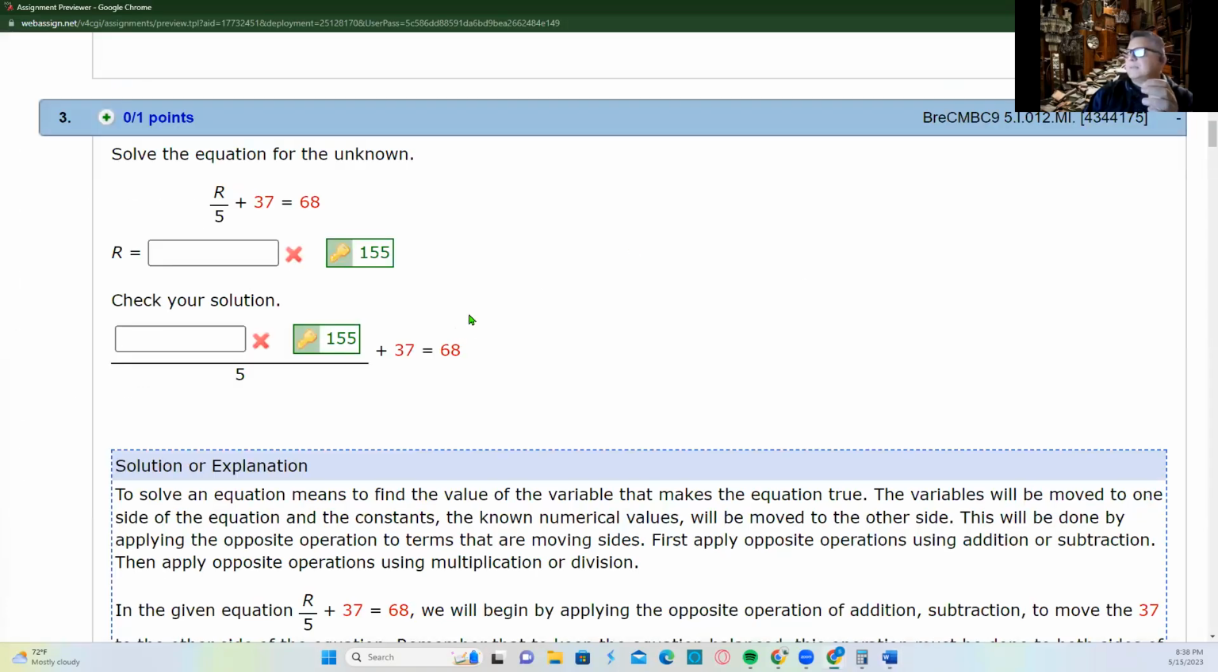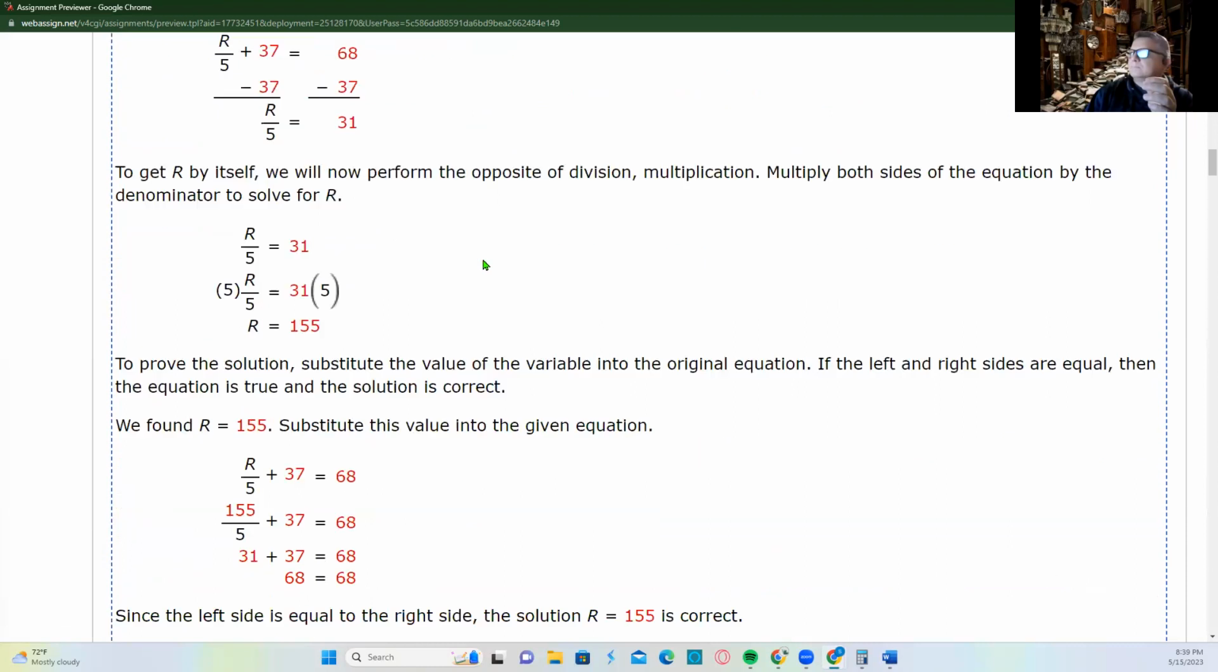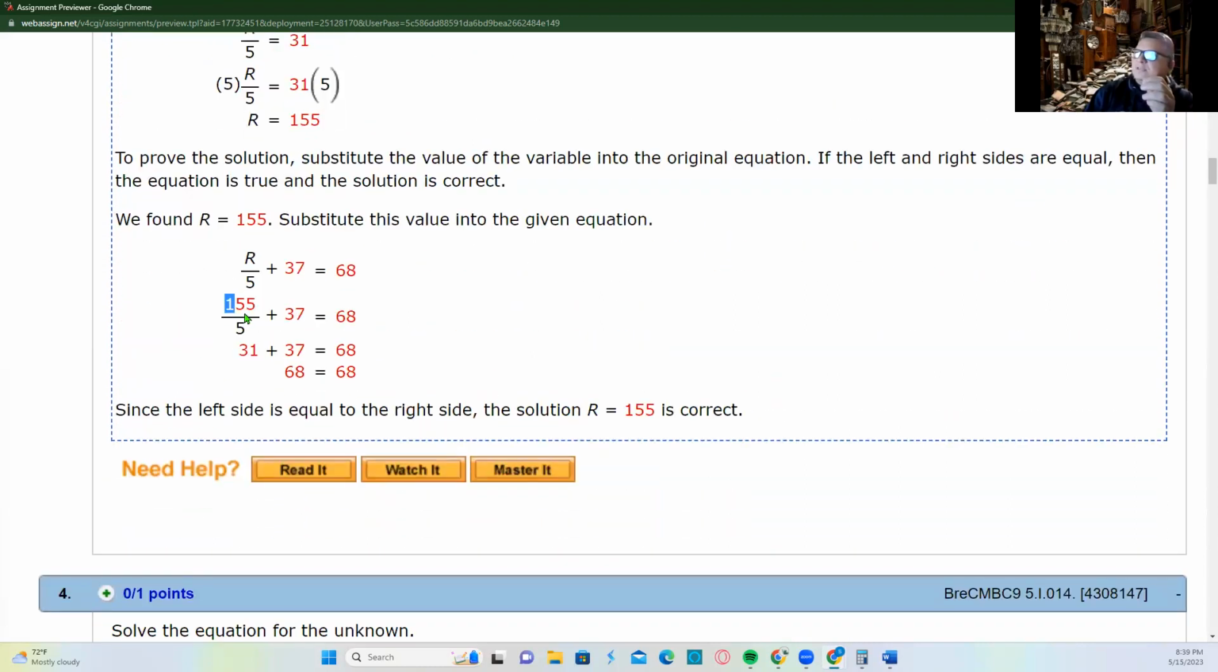The reason I'm bringing this up is when you go to replace that R with 155, you're going to do this division right here first. You're going to take 155 divided by 5, which is 31, then add it to the 37. You must do it in that order. If you try to do it in a different order, you're going to get all messed up and it's going to get ugly. But if we do that, 155 divided by 5 is 31. 31 plus 37 is 68. 68 is indeed equal to 68. We have a balanced equation. We know we did it right.